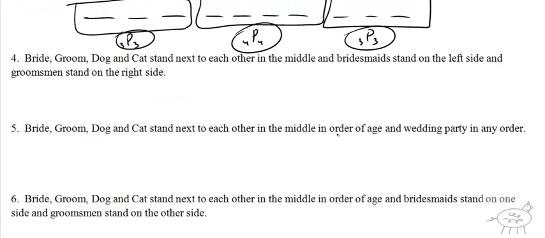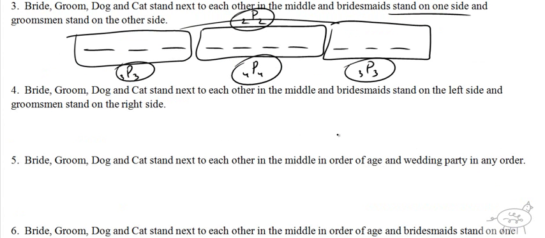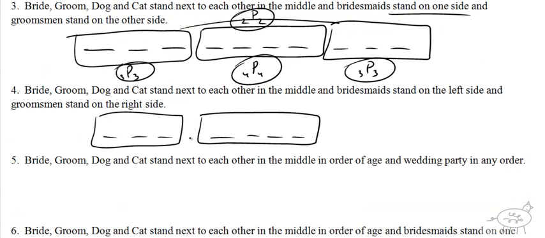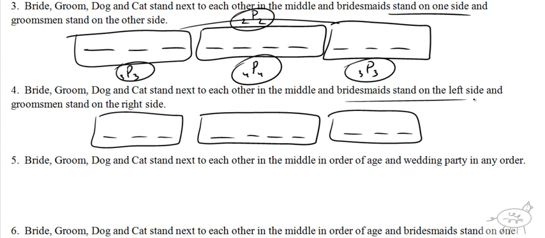Number 4: bride, groom, dog, and cat stand next to each other in the middle. The bridesmaids stand on the left and the groomsmen on the right. This is the same thing. I'll draw it real quickly here again: 1, 2, 3, 4, 1, 2, 3, 1, 2, 3. But here's the deal. There's no 2P2 here because it's saying the bridesmaids stand on the left side and the groomsmen stand on the right side. So that's fixed.